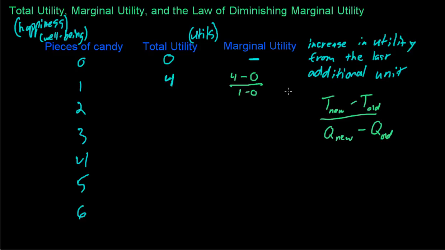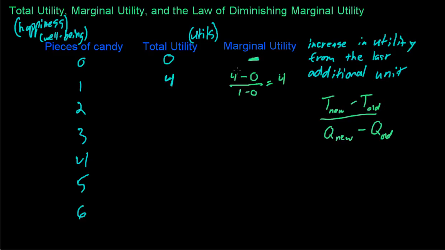So this is the incremental benefit of 1 more unit of candy. This is equal to 4 minus 0 is 4, divided by 1 minus 0 is 1, and 4 divided by 1 is 4. So now you can see why I put this slash here for marginal utility: there's no way to calculate the marginal utility of the first unit because you don't have anything before it. If you have no units, you can't calculate a marginal utility.